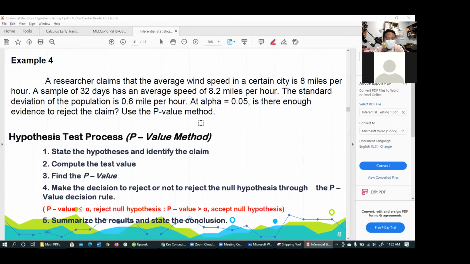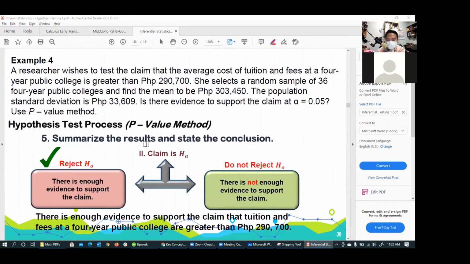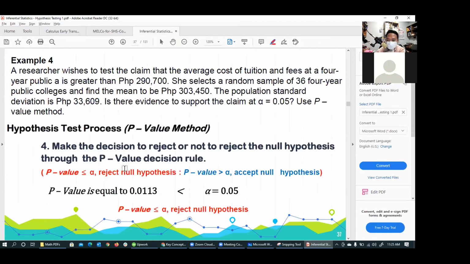A researcher claims that the average wind speed... the A, in the Z-test. What do you mean by A? Alpha is given. And then your decision-making rule is that if your p-value is less than or equal to alpha, you have to reject the null hypothesis. If your p-value is greater than your alpha, then you have to accept the null hypothesis.